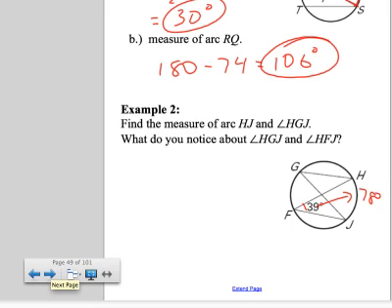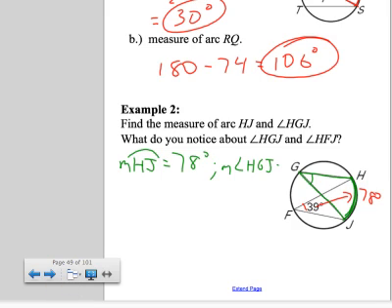Now, hold on a second. If I look at this inscribed angle, you'll notice that that angle intercepts this arc, and that arc is 78 degrees. So to go from the arc to this angle, cut it in half. First of all, arc HJ is equal to 78 degrees. And so now the measure of angle HGJ is 1/2 of the 78, which is 39 degrees. And it says, what do you notice about angle HGJ and HFJ?